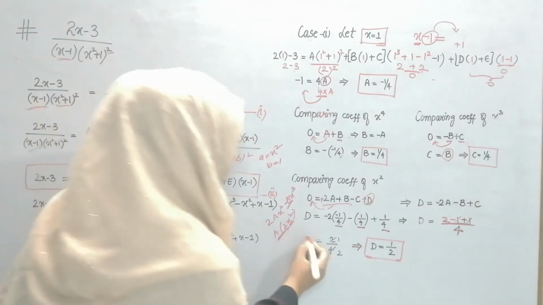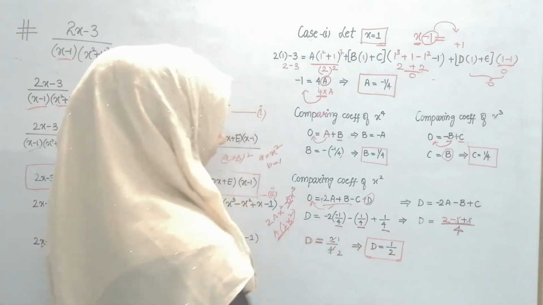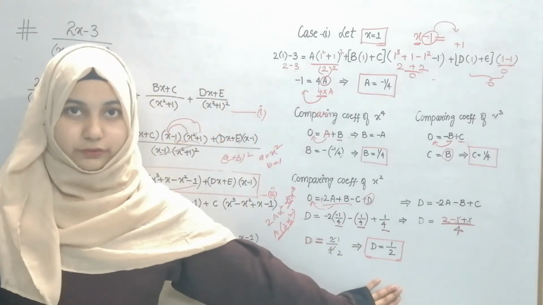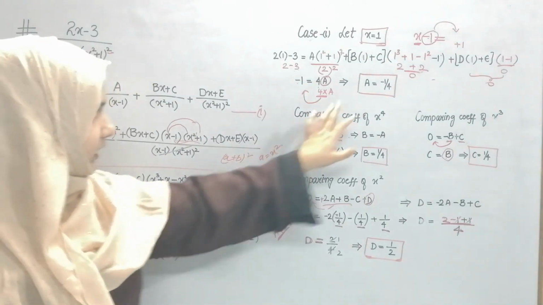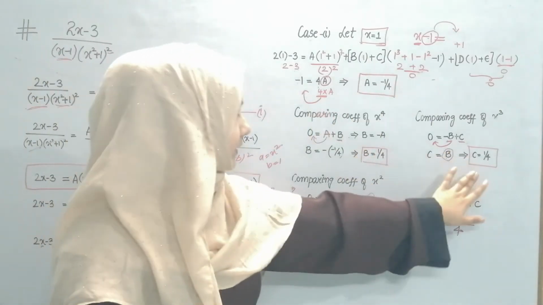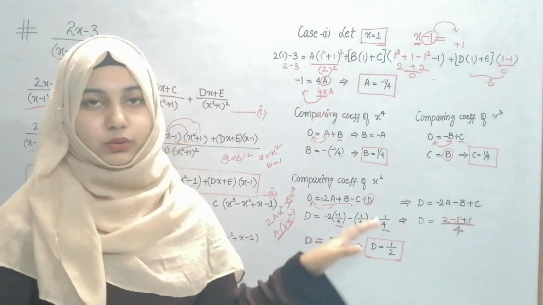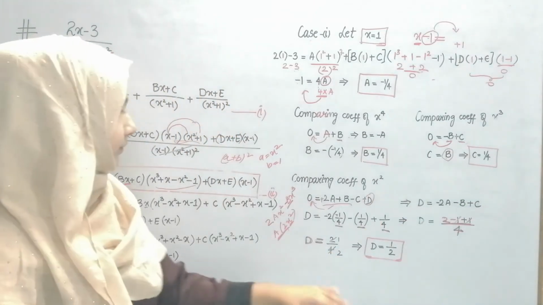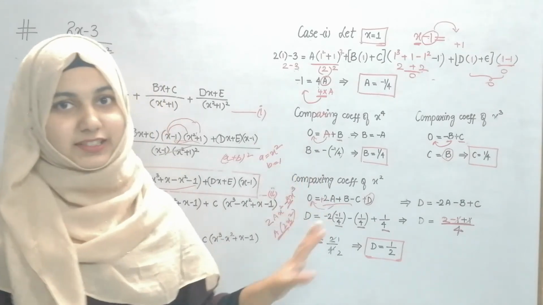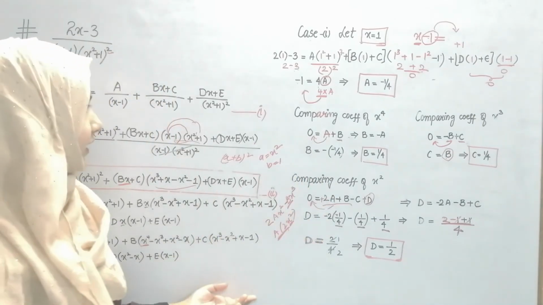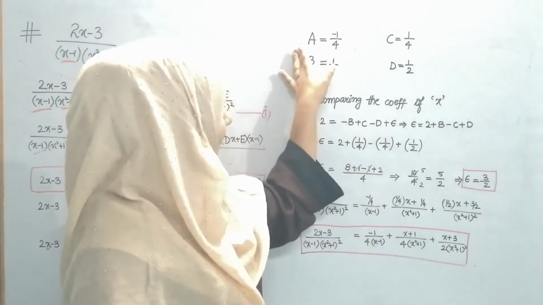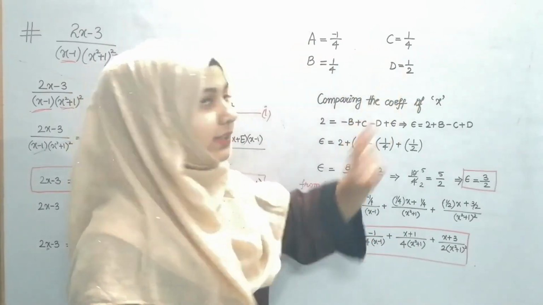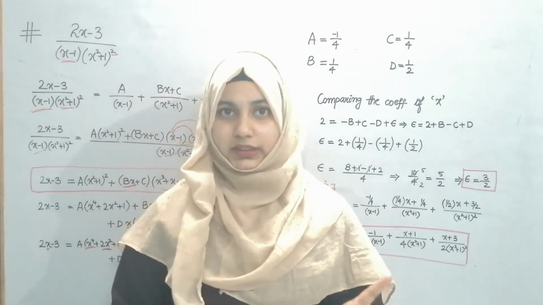So 2 ones are 2, 2 twos are 4. So now D is what? 1 by 2. I got the value of D. Now I'm only left with E. A is done, B is done, C is done, D is done. The only constant left is E. Let me just clear some space for E, then we'll proceed further.